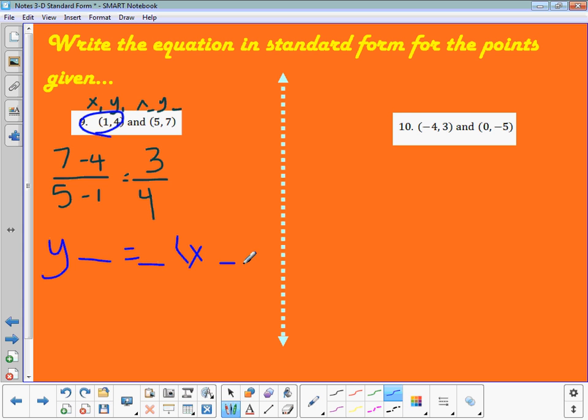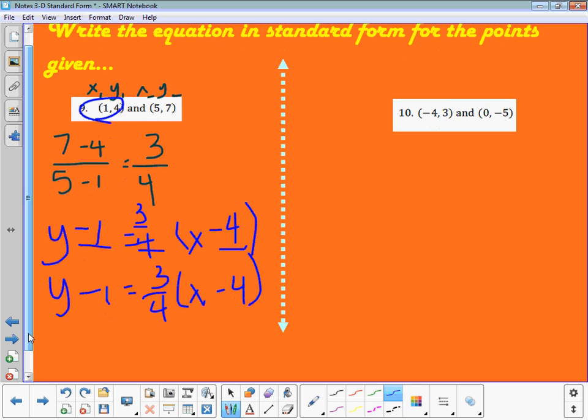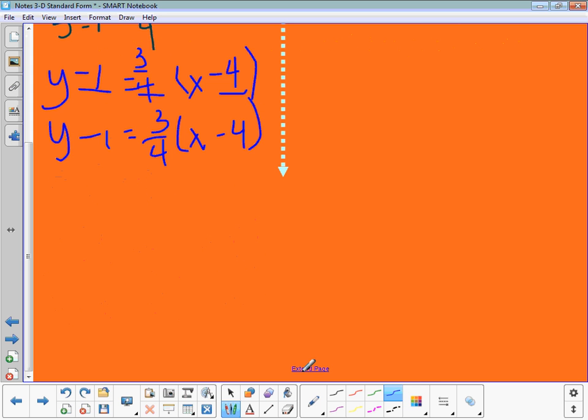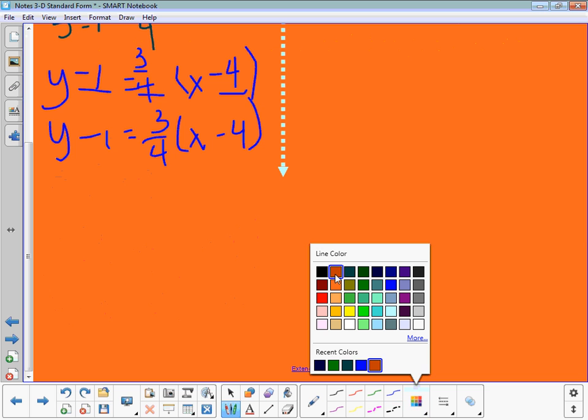Remember that from the last note sheet, making that puzzle. Our slope is going to be 3/4. And then the opposite of our y-coordinate is -1, and then -4. So we have y minus 1 is equal to 3/4 times x minus 4. So now what I want to do is start by distributing in that 3/4.